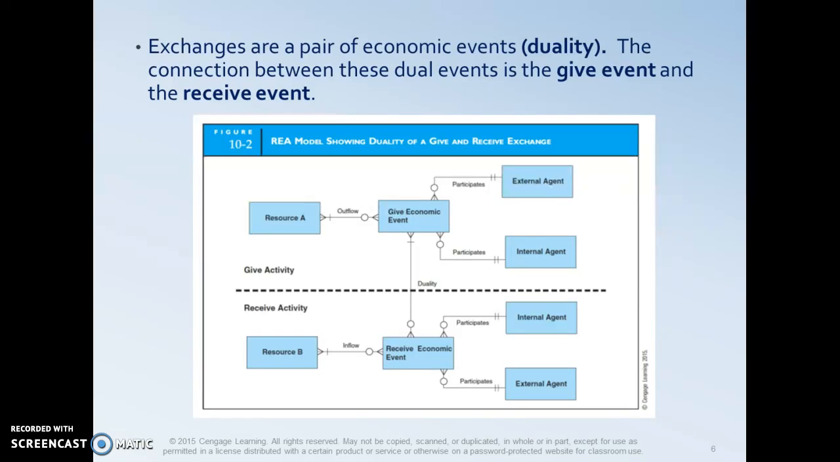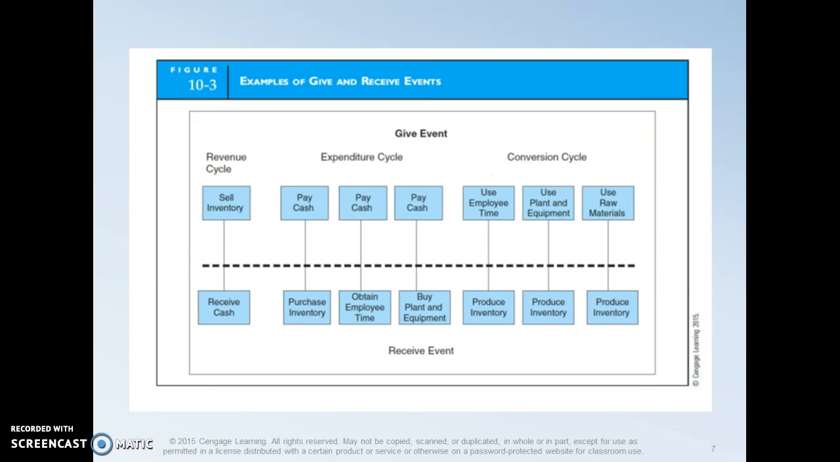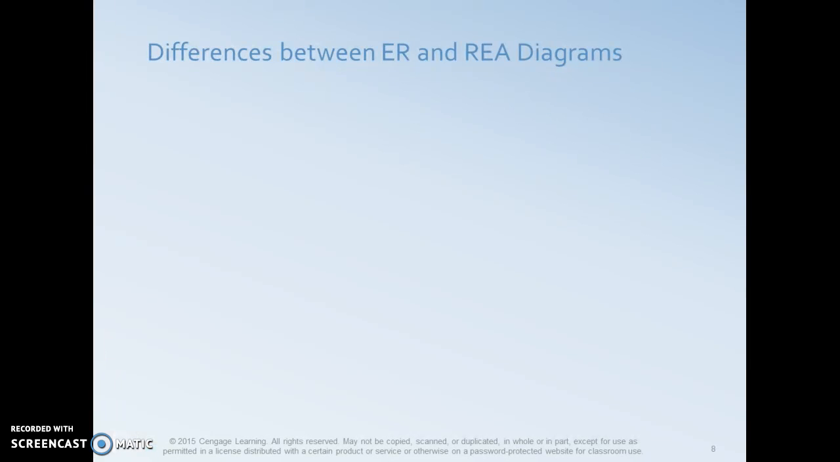So say you're in the t-shirt business. I'm going to give you money in order to receive a t-shirt. So that's all that means. We're going to give and receive. And so, examples of give and receive events: you're selling inventory. When you sell inventory, like selling a t-shirt, you get cash. So that's the revenue cycle. Then the expenditure cycle: now you're the one paying the cash, and what are you getting? You're receiving inventory. So you can look at this and see what the give and receive events are.